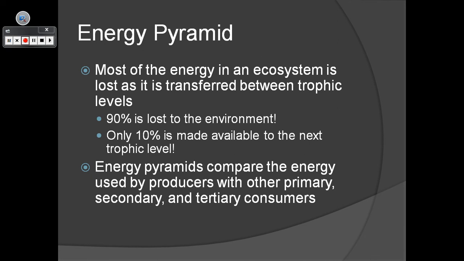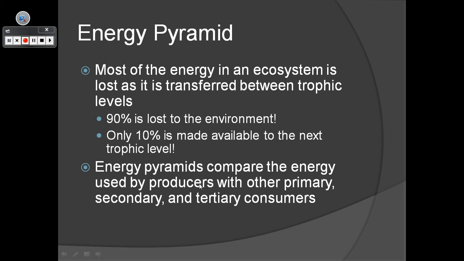Alright, the next thing is how much energy is actually being transferred from one trophic level to the next. Most of the energy in an ecosystem is lost as it is transferred between trophic levels, and I mentioned this on Tuesday. Organisms in general are terrible at converting all of the potential energy into usable energy.